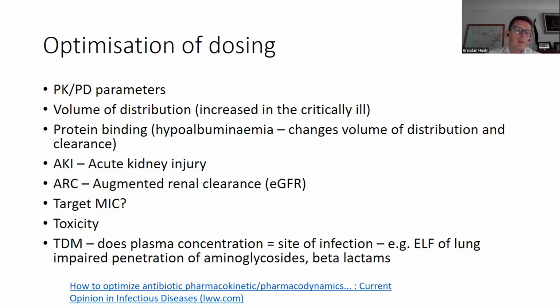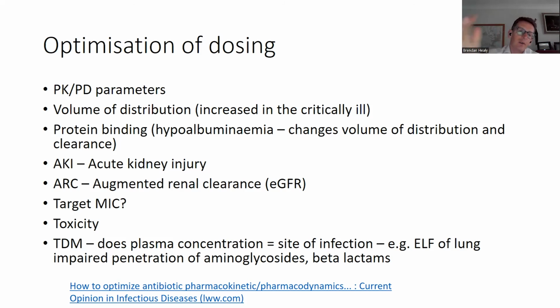But then we have to ask ourselves, does plasma concentration equal the concentration of the antibiotic at the site of infection? And actually the answer to that is not necessarily. So for example, in the fluid in the lung, you get impaired penetration of aminoglycosides and beta-lactams. So even if you had plasma concentration at your fingertips, it may not match with the concentration of the antibiotic at the site of infection. I've put at the bottom there an article that you can go to. It sets out optimization of dosing quite nicely. It's quite easy to read, and I'd encourage you to have a look at that.